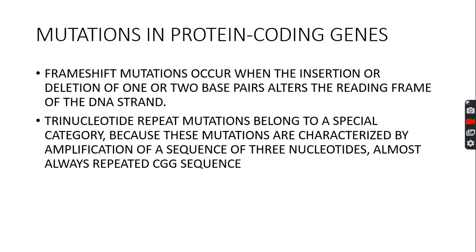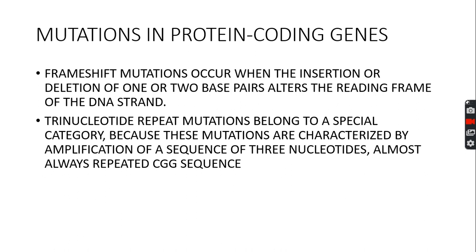So we also have what are known as frameshift mutations, and these frameshift mutations occur when the insertion or deletion of one or two bases or base pairs alters the reading frame of the DNA strand. So instead of having one reading frame for the genetic code, because you have this loss or addition of bases, you cause a shift in the reading of the codons. And this shift in the reading of the codons alters the eventual amino acid that will be in the amino acid chain and eventually be in the protein.